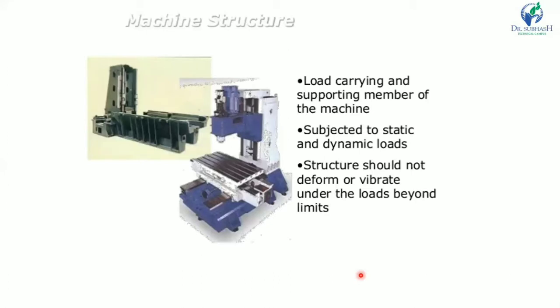The design and construction of a CNC machine should be such that it meets the requirements of higher precision, repeatability, reliability and efficiency. The machine structure is the load carrying and supporting member of the machine. It is subjected to static and dynamic loads, and this structure should not deform or vibrate under the loads beyond the limits.